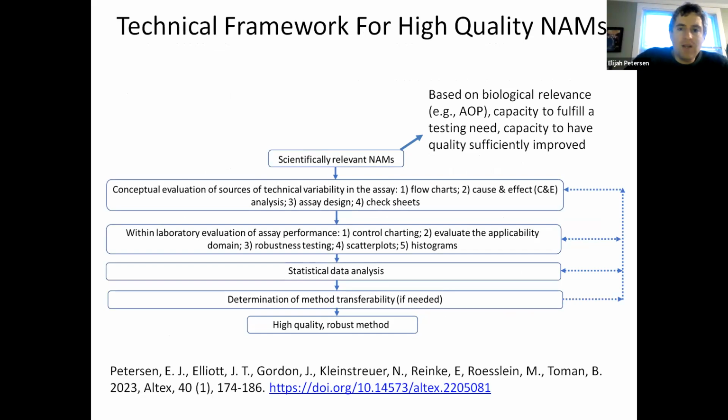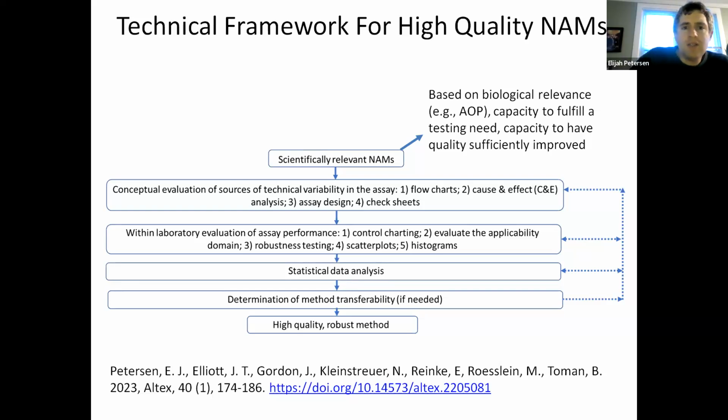And so one of the key parts is figuring out which ones we actually want to spend the effort to improve the quality of. So some of the key questions that we'd consider was, is there biological relevance, such as linked to an AOP? Could it fulfill a regulatory or non-regulatory testing need, such as for a business trying to make a decision as to whether to go ahead with the product or not.